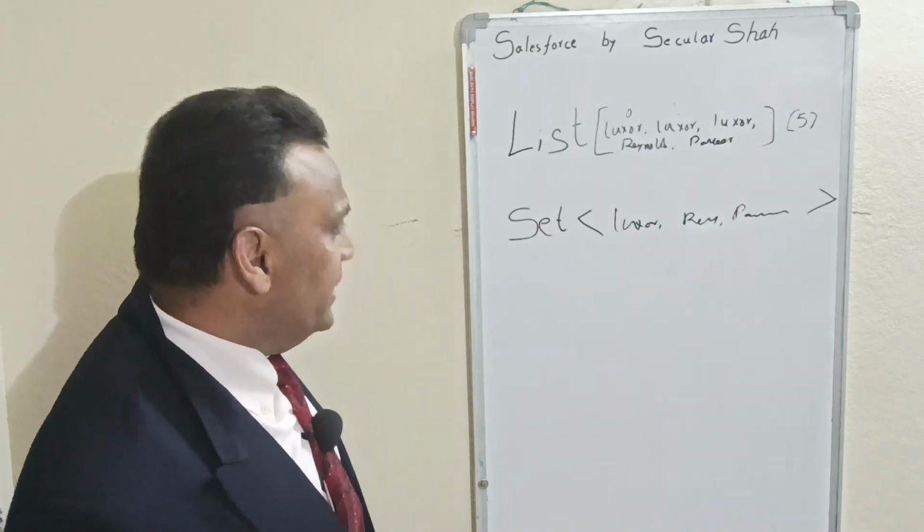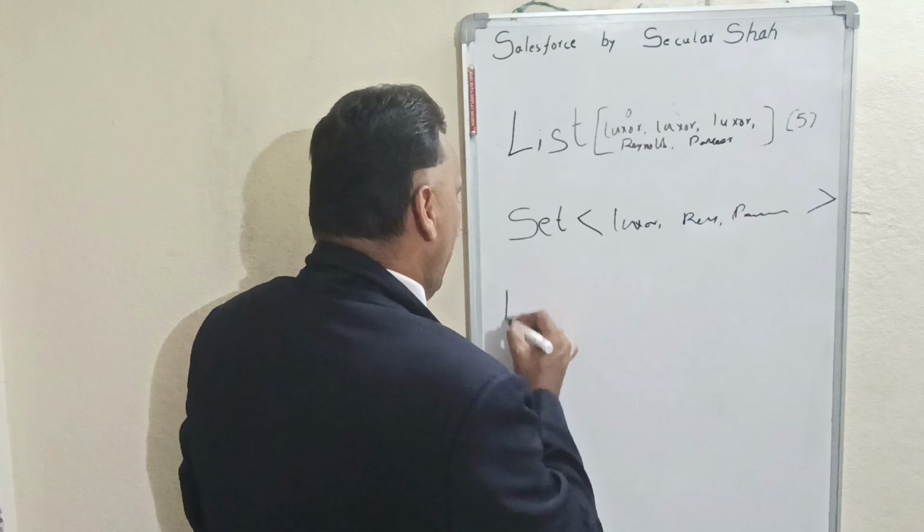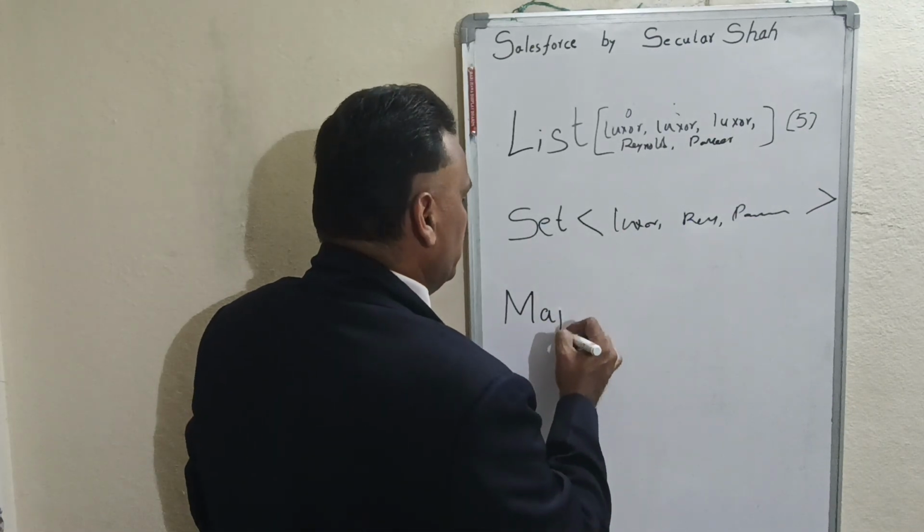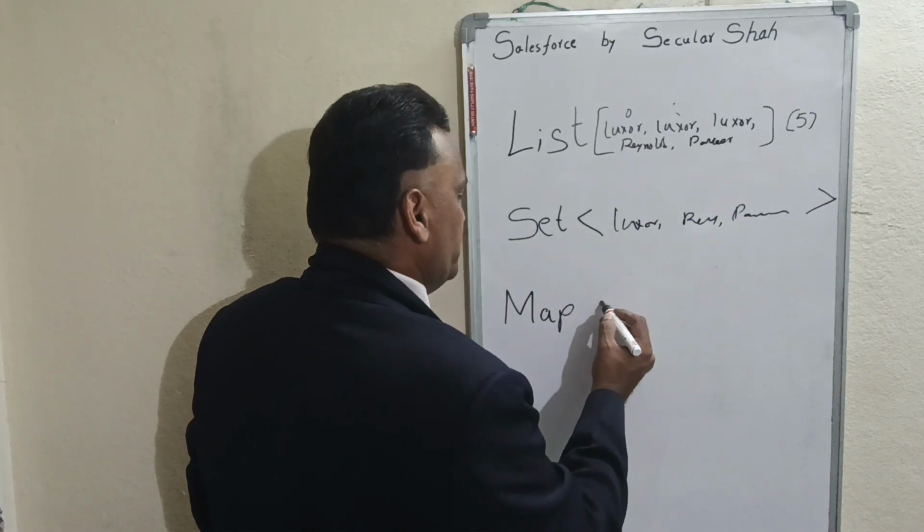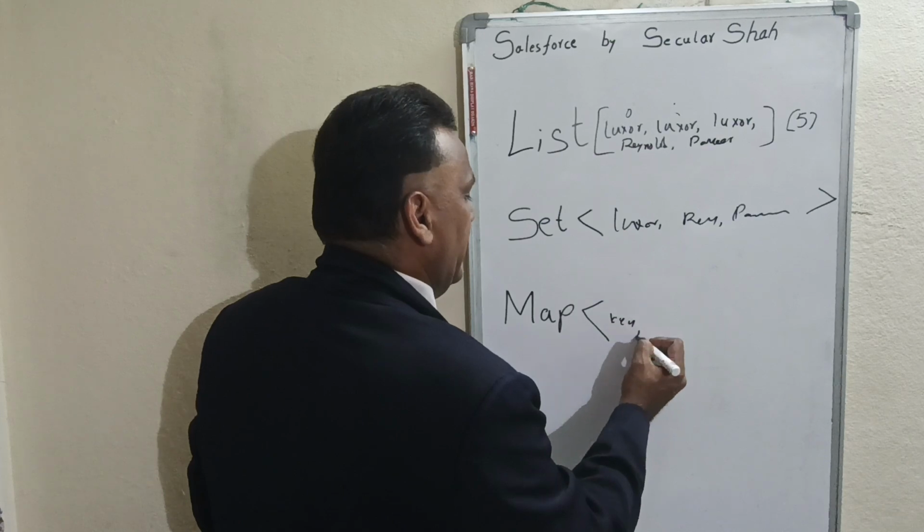Excellent. Then you have another thing called map. In the map, what you have is a key and a value.